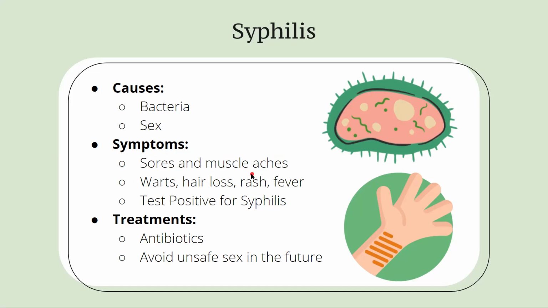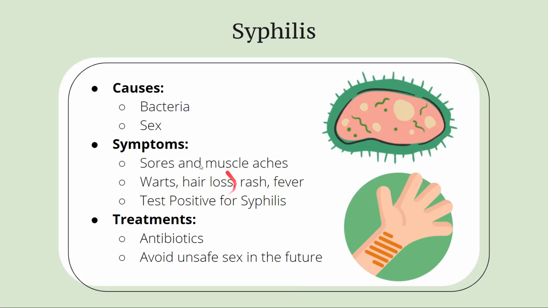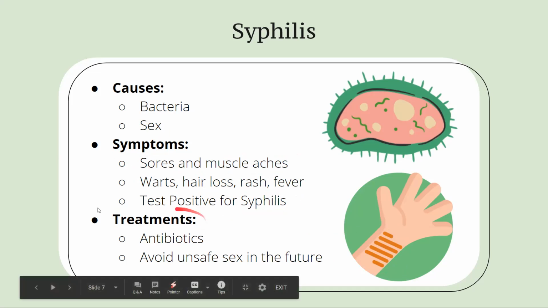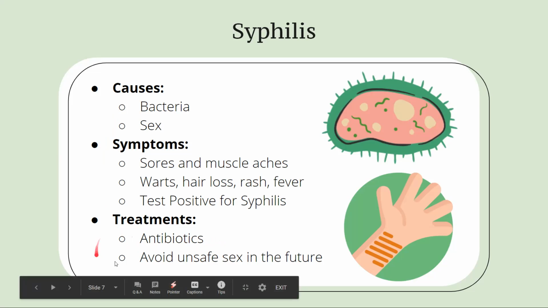So this is another disease that causes skin issues, just like genital warts, and it also actually causes hair loss and fever. And this is another one that you can test positive for by a blood test. Lastly, there are treatments for it because it's a bacterial disease. You can treat it with antibiotics, and antibiotics are a way to fight bacteria. So this is usually the treatment for syphilis. And another way is to avoid unsafe sex in the future, which is an easy way to transmit this disease.